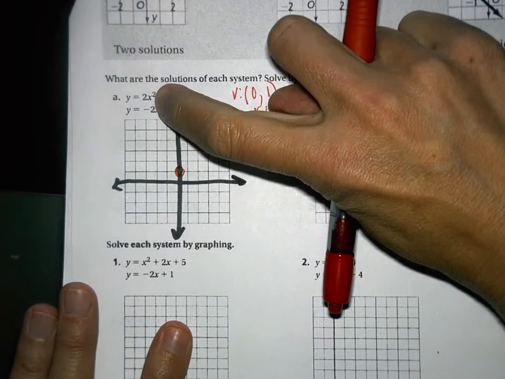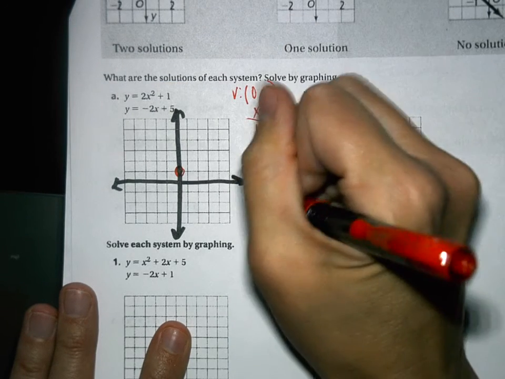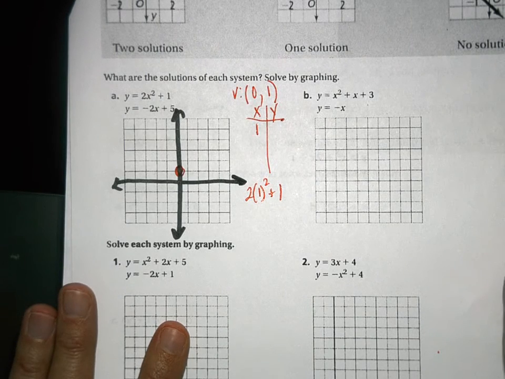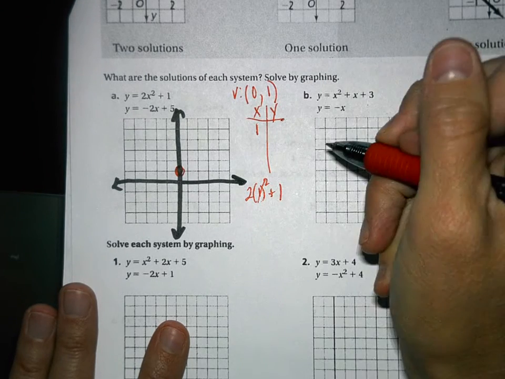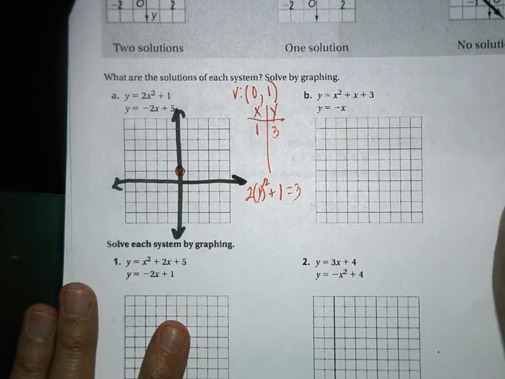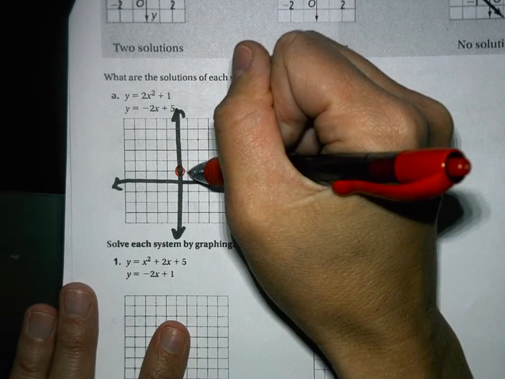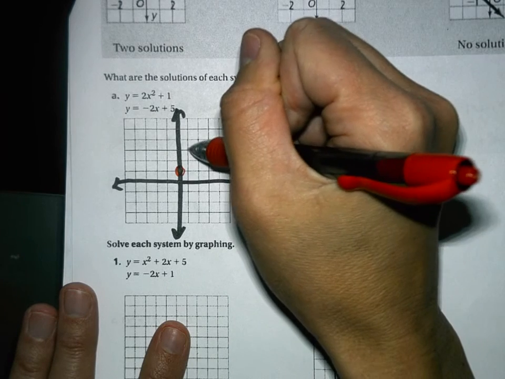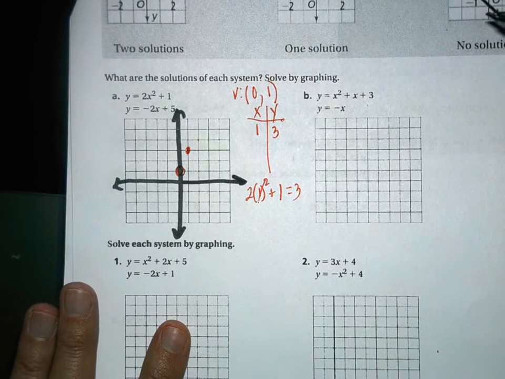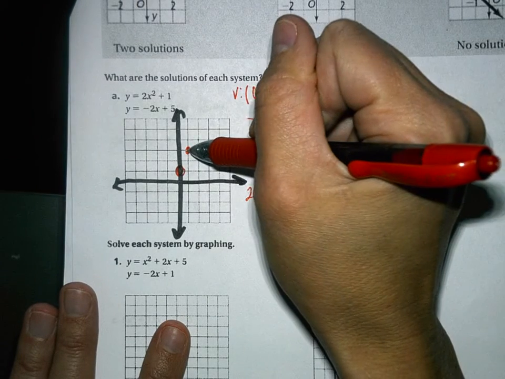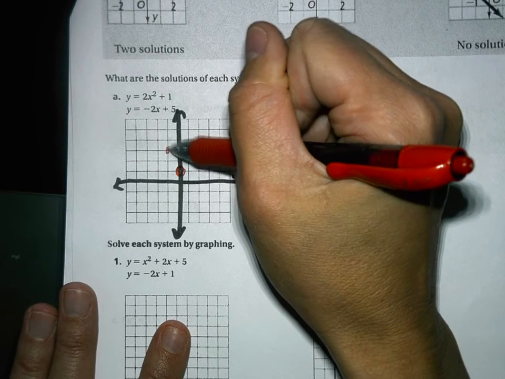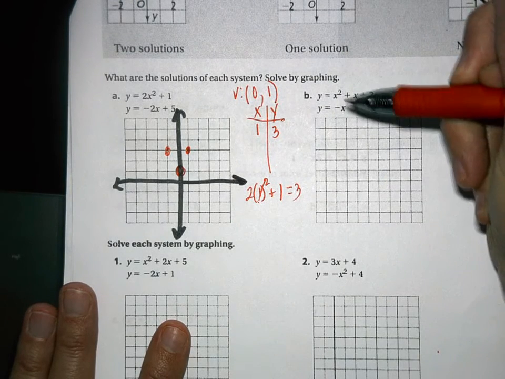If you plug in 1 to this equation, we would have 2 times 1 squared plus 1. What is 1 squared? 1. 2 times 1 is 2, and 2 plus 1 makes 3. So at 1, it's going up 1, 2, 3. And because parabolas are symmetrical, we know there's the same point at negative 1. Do you agree? So we don't have to plug in negative 1. We already know that value.